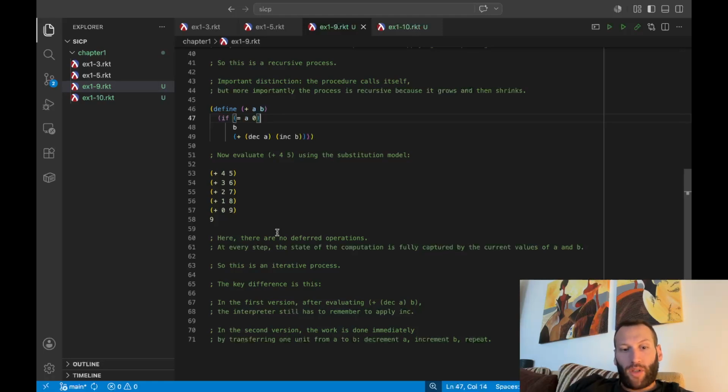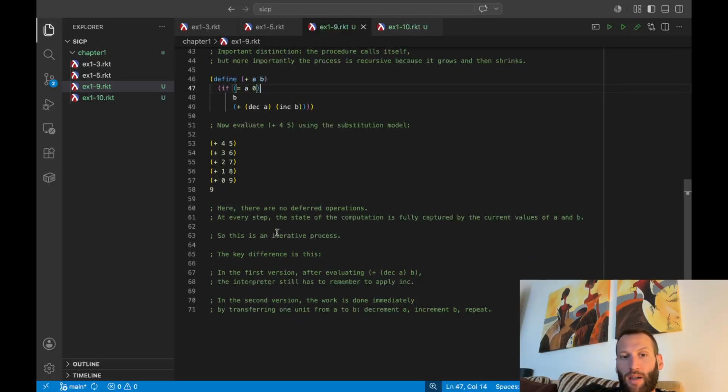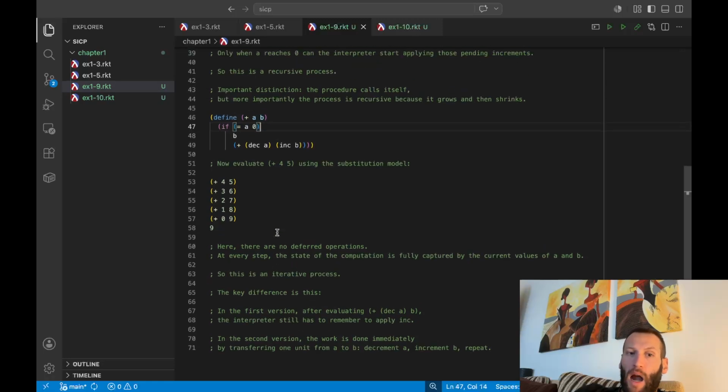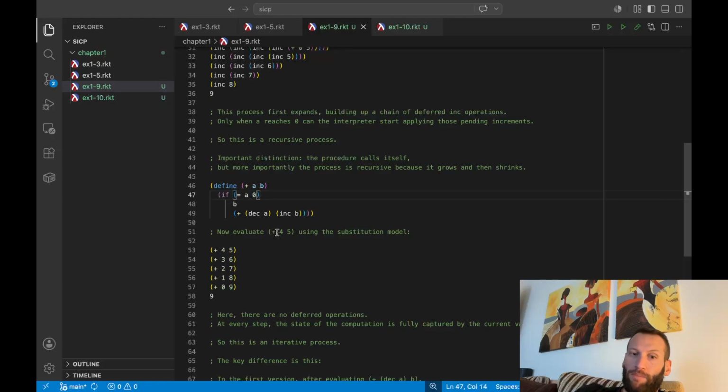The key difference is this. In the first version, after evaluating plus dec A B, the interpreter still has to remember to apply inc. In the second version, the work is done immediately by transferring one unit from A to B: decrement A, increment B, and repeat. And so this has been a nice exercise to remark the difference between recursive and iterative processes.